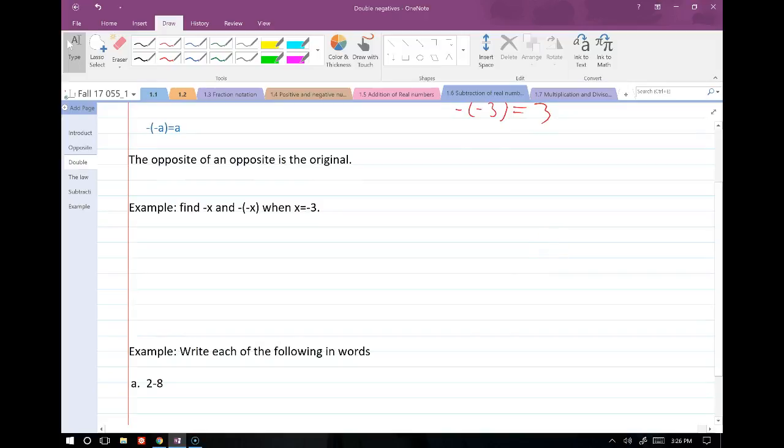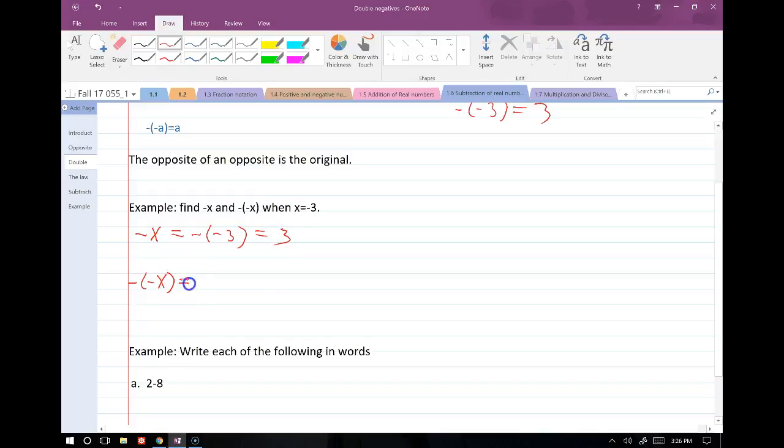Okay, so for an example, they ask us to find negative x and negative negative x when x equals -3. Well, first, we're just going to write down -x and -(-x). And this is how I would probably expect you to do this problem on your homework. We're going to sub the -3 in one step at a time. Negative x is equal to negative, in parentheses, -3, right? Because x equaled -3. Two negatives equals a positive, and we get 3.